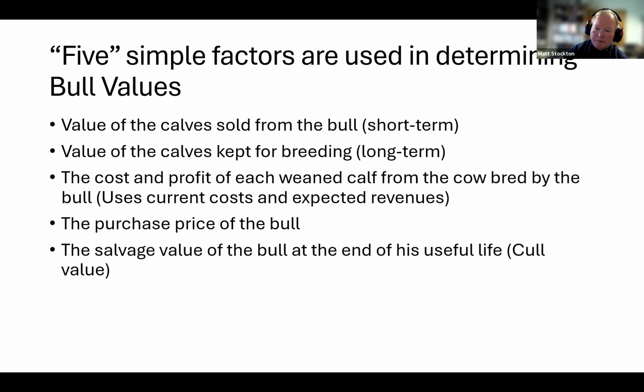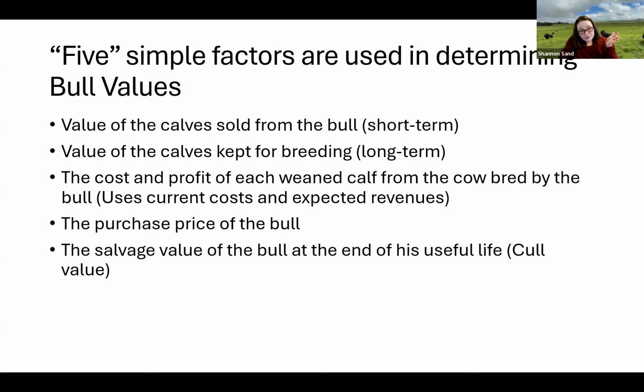Shannon, you want to talk about a couple of them? Sure. There are basically 5 simple factors used in determining the value of bulls. One, which is short-term, is the value of the calf sold from the bull. We're hoping we pick one that adds some additional value to our calves, whether that's weight or some genetic trait. Then the value of the calves that are kept from breeding, which is more long-term. Think replacement heifers or replacement calves. Then the cost and profit of each weaned calf from the cows bred by the bull, which uses current costs and expected revenues.